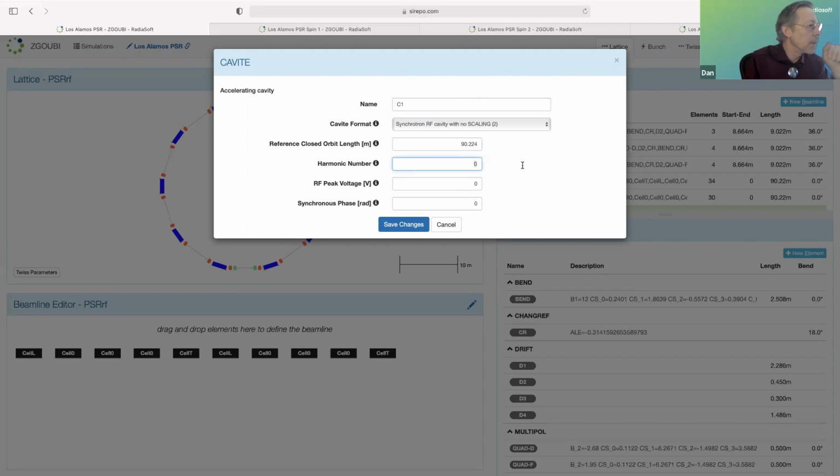And I'll use a harmonic cavity with harmonic number 1 and a peak voltage of 20 kilovolts. And a synchronous phase, in this case, I'm just going to put the beam at the peak voltage. So I want pi over 2, 1.570, and there are more digits, which I'm not going to put in here. I've already got it set up in another tab.